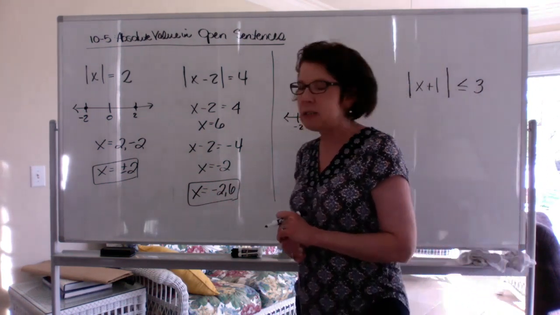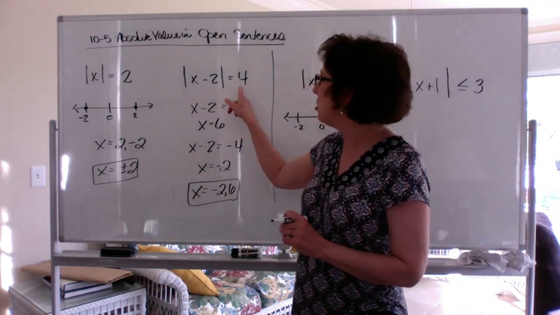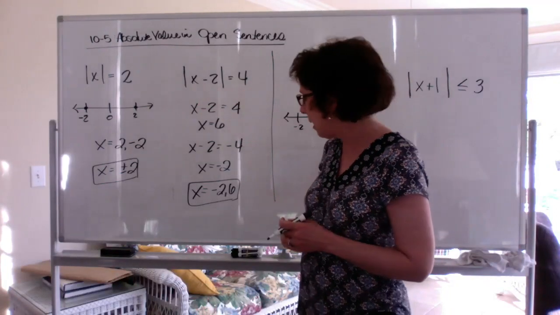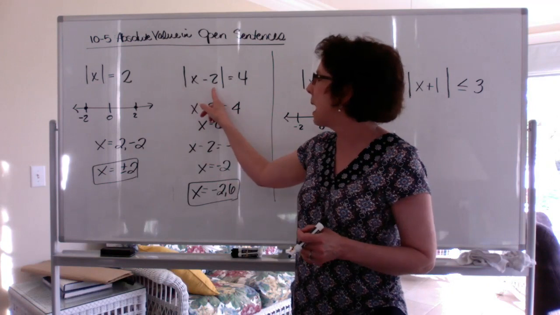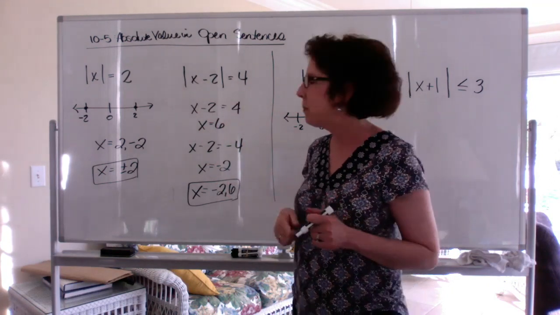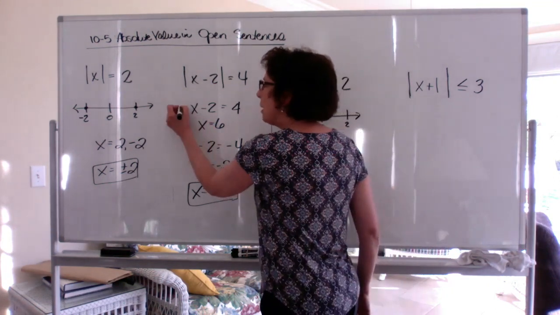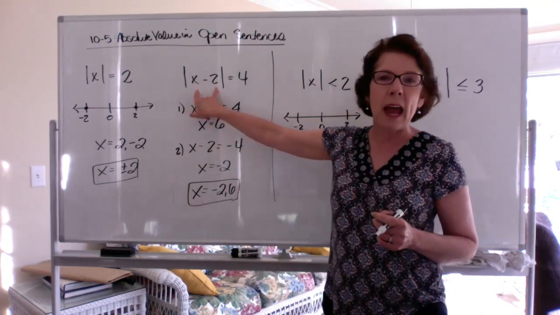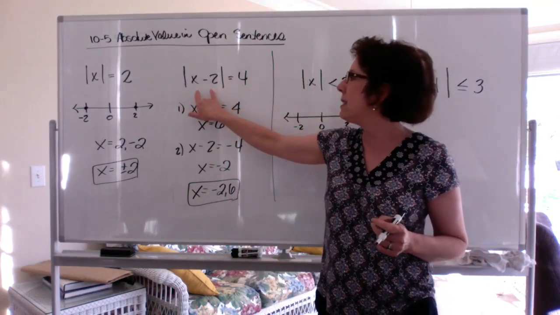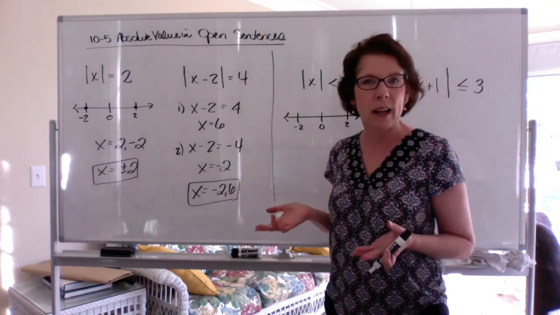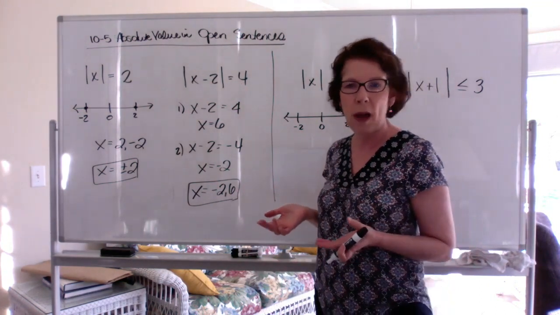So let's check and plug it in. Negative 2 minus 2 is negative 4. Is the absolute value of negative 4 equal to 4? Absolutely. Let's plug in 6. Is 6 minus 2 equal to 4? Is its absolute value equal to 4? Absolutely. And so what I do is I create 2 equations. What's inside the absolute value can equal positive 4, or what's inside can equal negative 4. And that's how we solve an absolute value equation, okay?